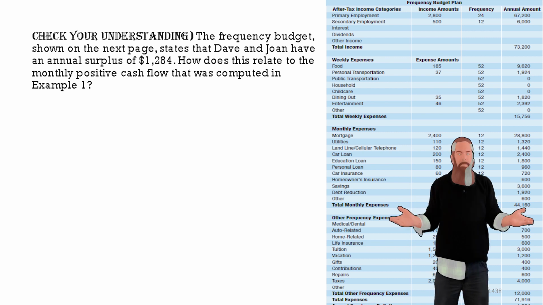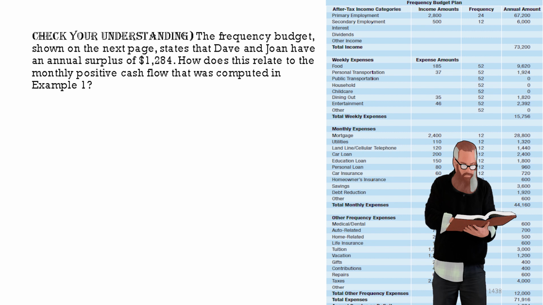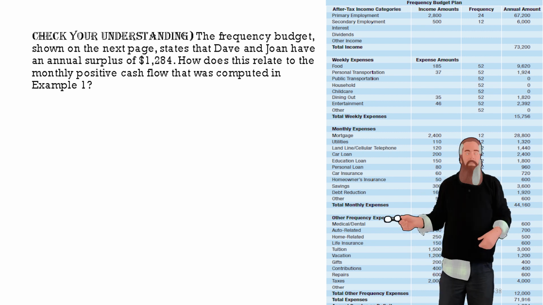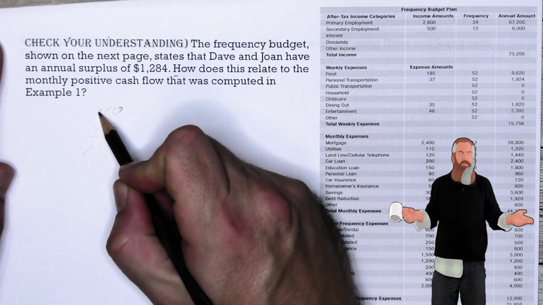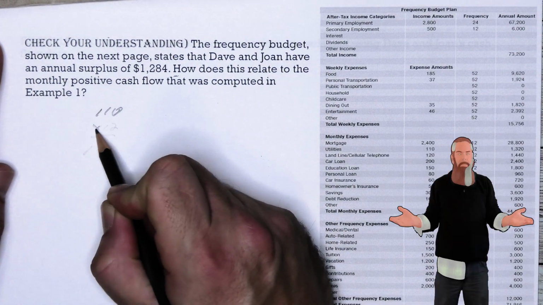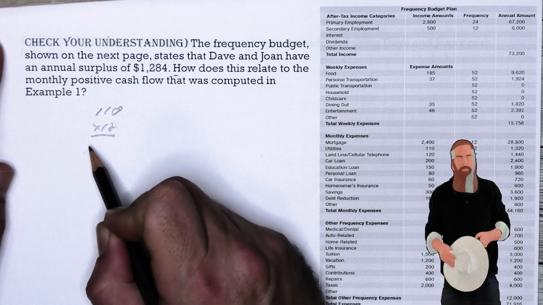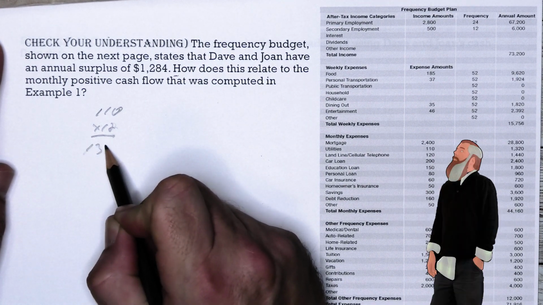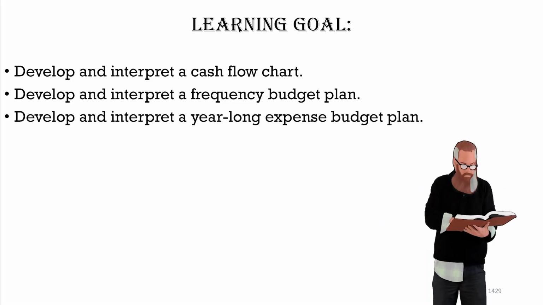Let's check your understanding and see the frequency budget shown here. It states that Dave and Joan have an annual surplus of $1,284. How does this relate to the monthly positive cash flow that was computed in example 1? They had a surplus of $110 every month with 12 months in a year, meaning that they had a surplus of $1,320 for the year.